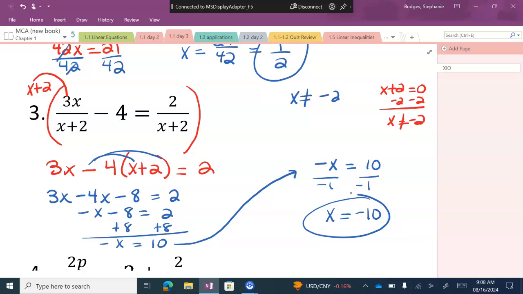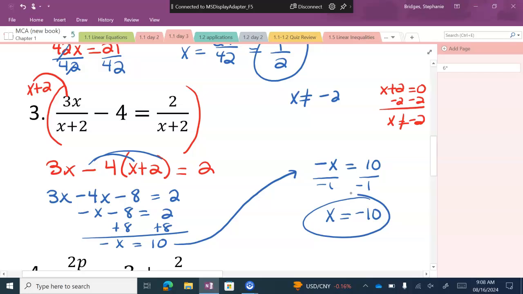Quick question. What if I had gotten negative 2? What do you think I should put for my answer? If I got an answer I can't use, but I don't have any other options, what would we say for this question? No solution. Okay, so if you ever run across a question where you get the answer you're not supposed to get, you're just going to cross that out and you're going to put no solution.